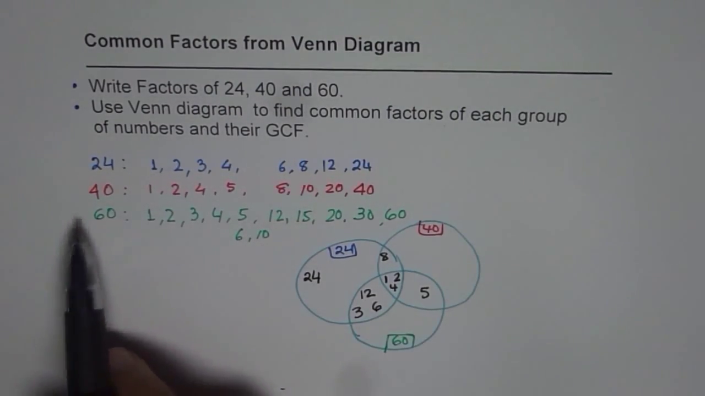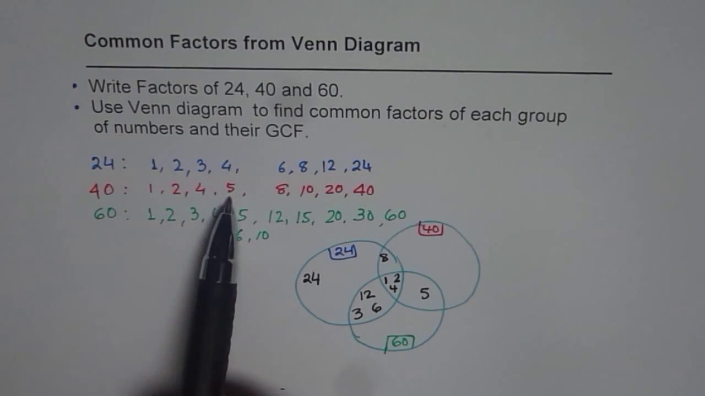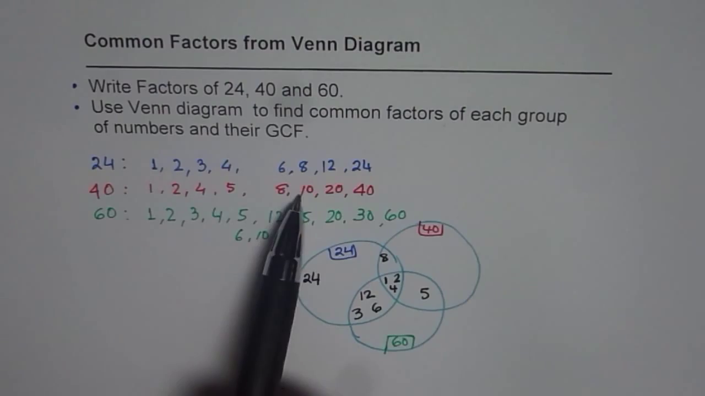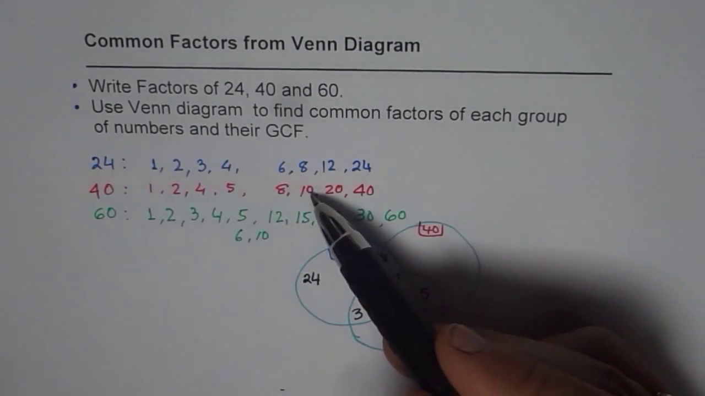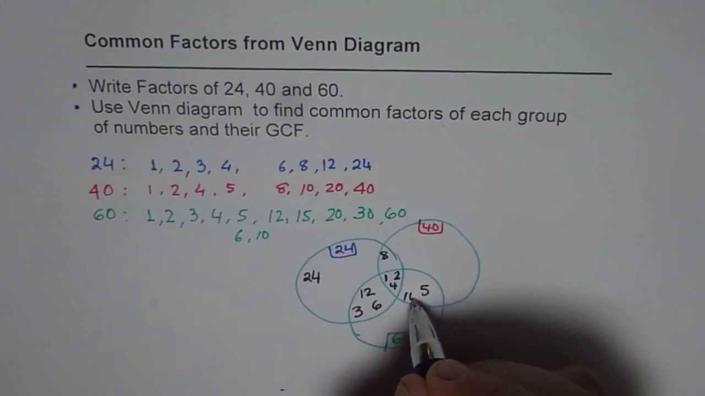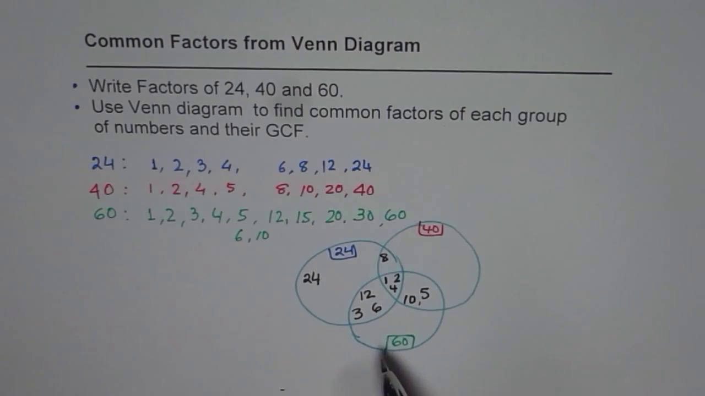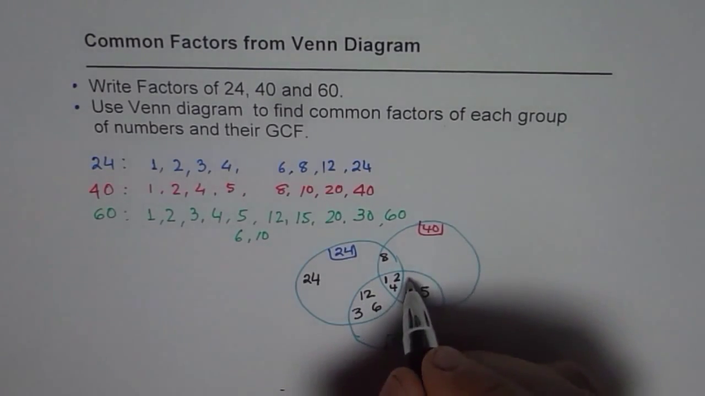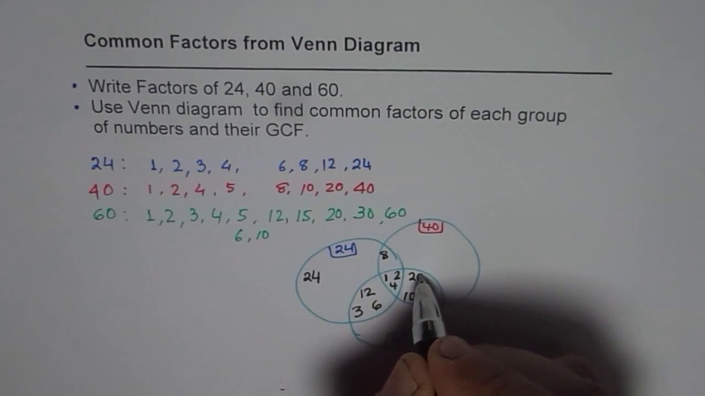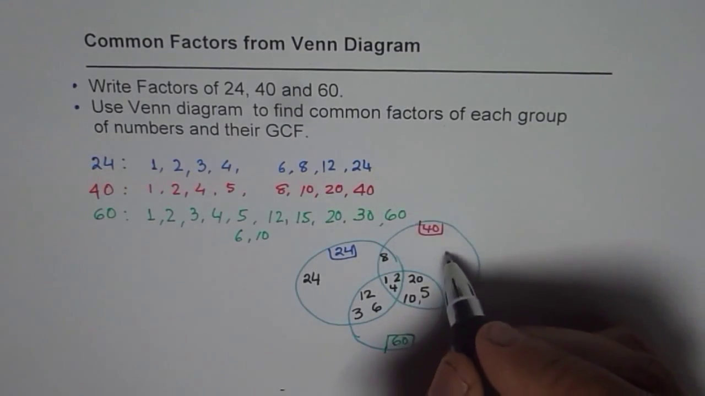Okay, 40. So we have already considered 1, 2, 4, 5, 8. Now 10. 10 is common to 40 and 60. 40 and 60, so we'll write 10 here. Okay. 20. 20 is common to 40 and 60. So we can write 20 also in this area. 40. Well, 40 is only with 40, we'll write it here.